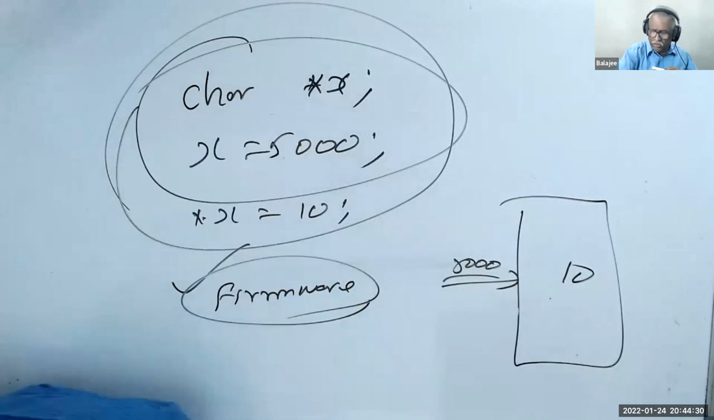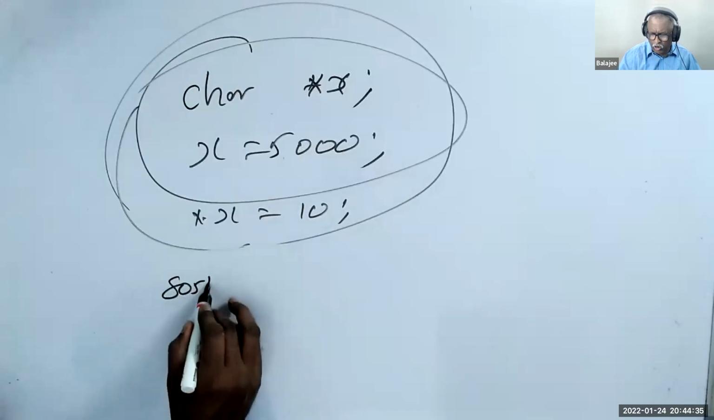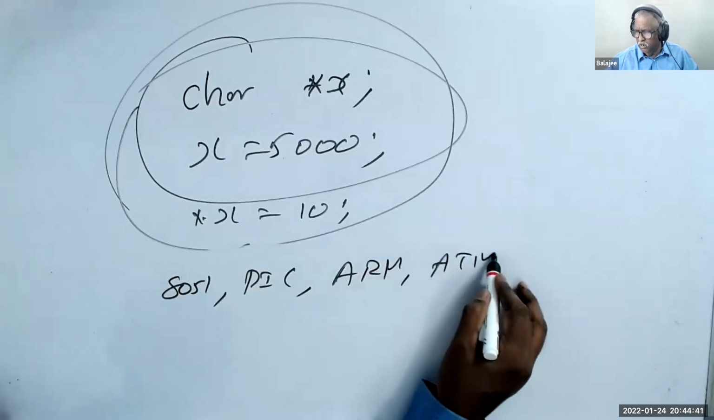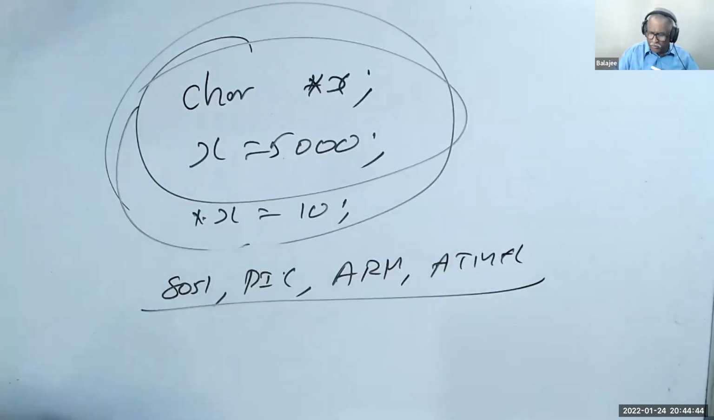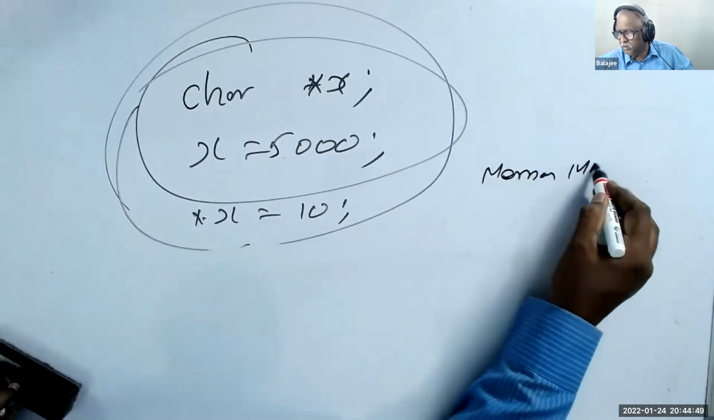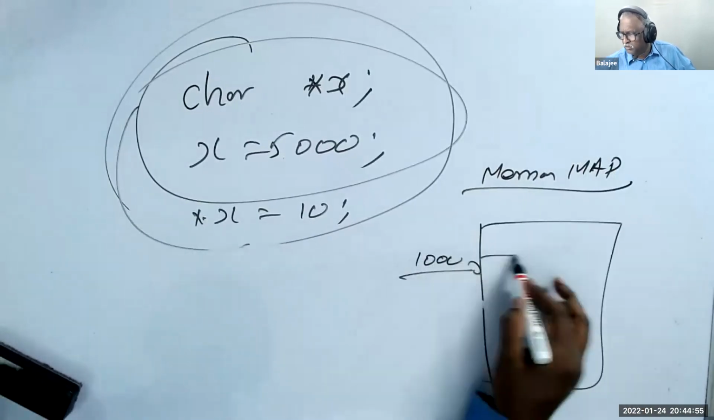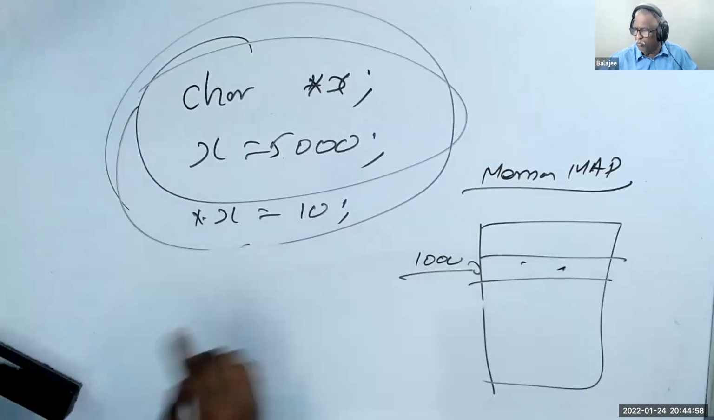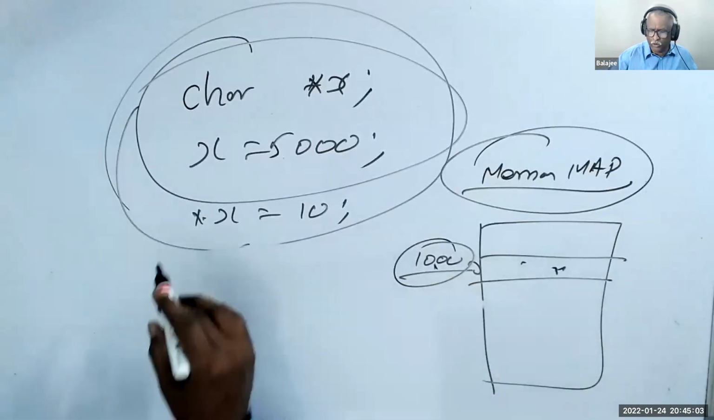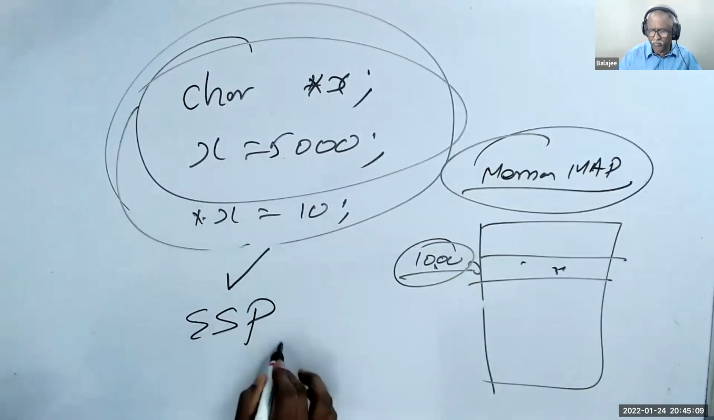If you understand that all microcontrollers are the same, whether it is 8051 or PIC or ARM or Atmel, they will give you a data sheet called the memory map. The memory map will tell you what to write where. Then you have to write it. So you have to watch the memory map, get the address, and write the value so that it behaves like that. This is going to be the one mostly used by embedded system programmers.